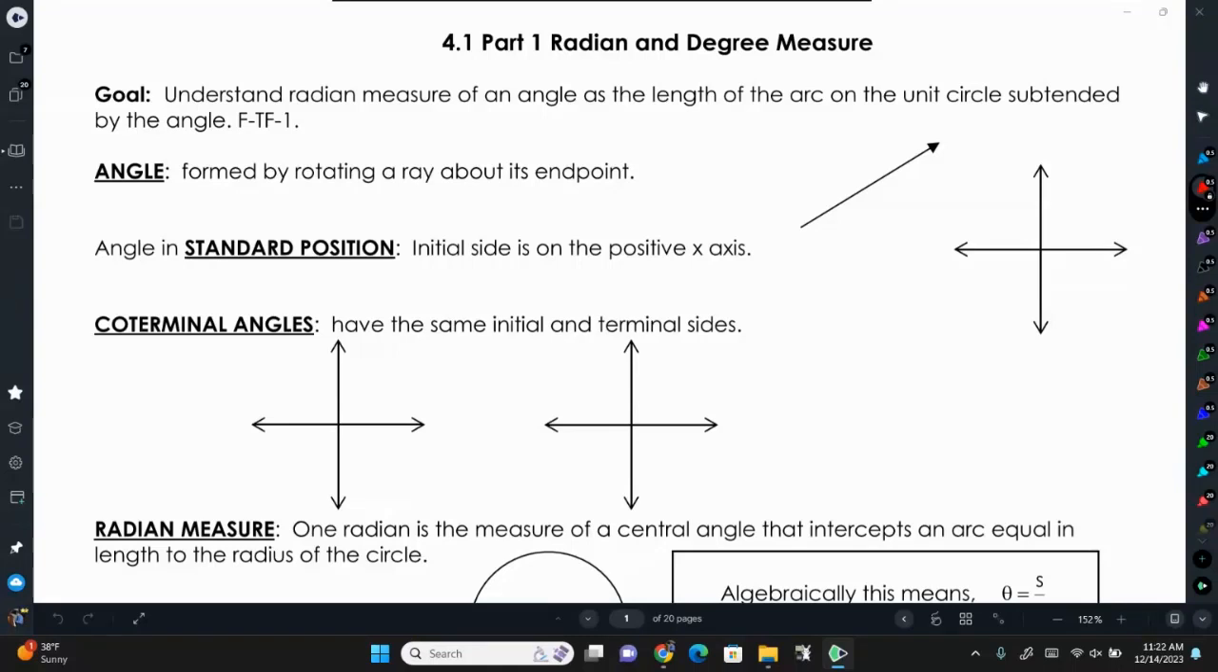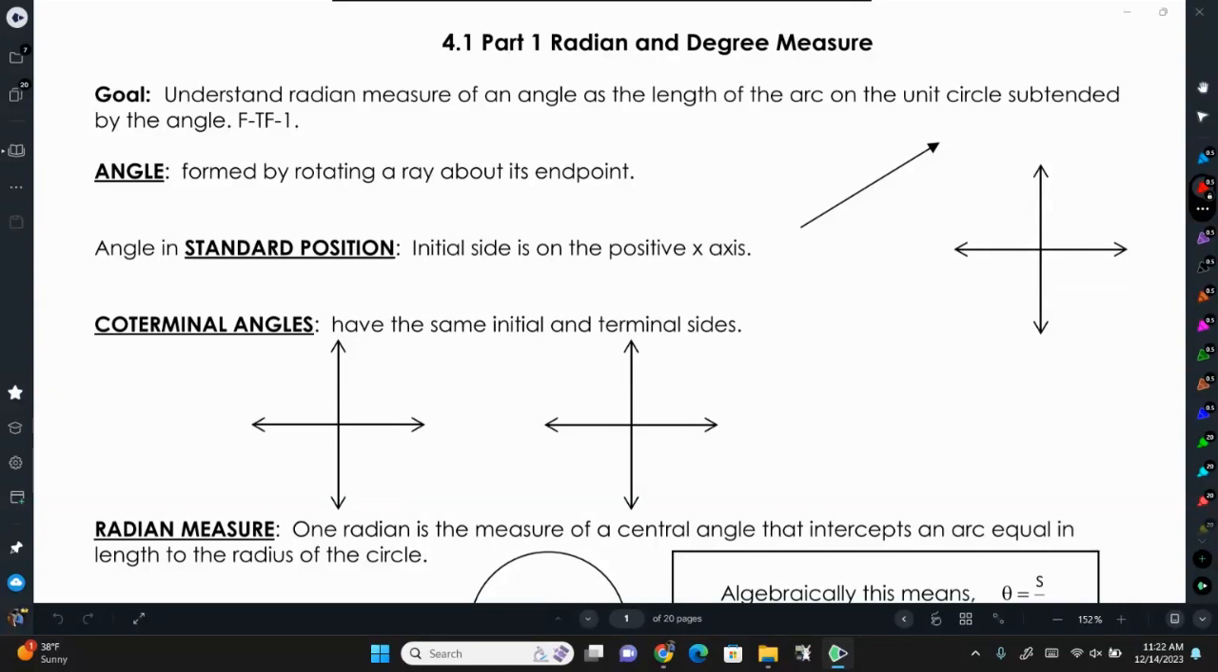So we're starting chapter 4 today, and we're going to talk about what's called radian measure and degree measure. You've talked about before in geometry class where you measured angles of shapes in degrees. So we're going to talk about that and also radian measure, which you may remember from last year.